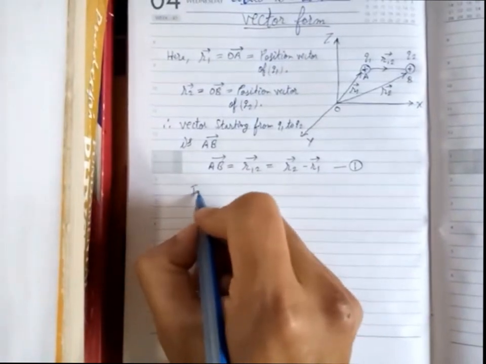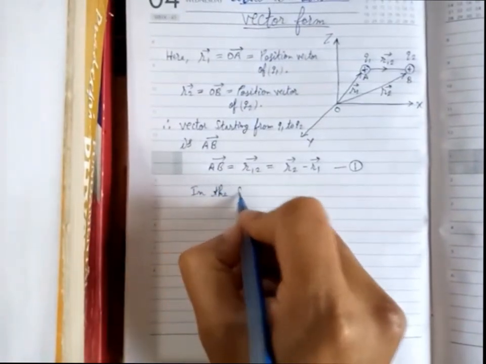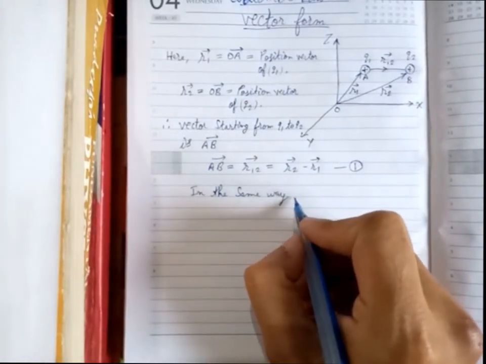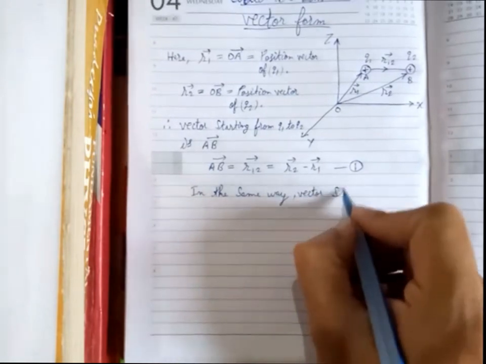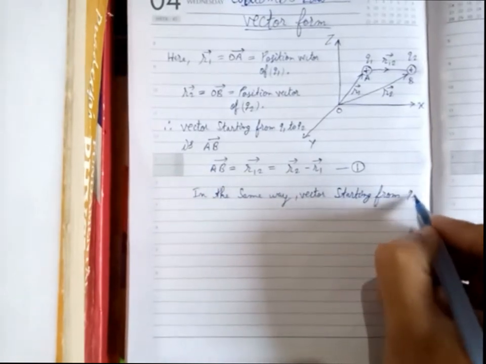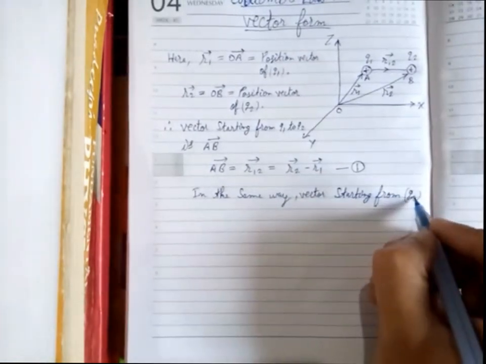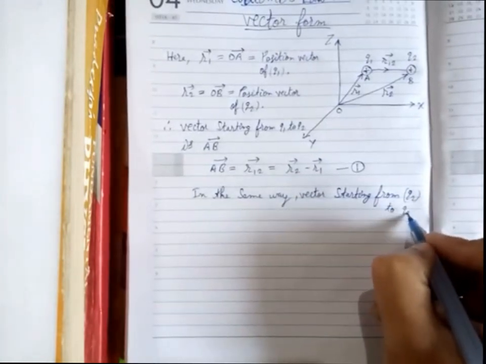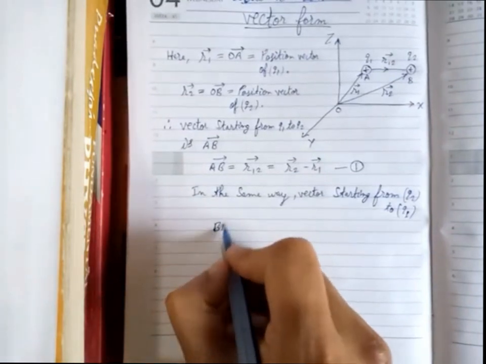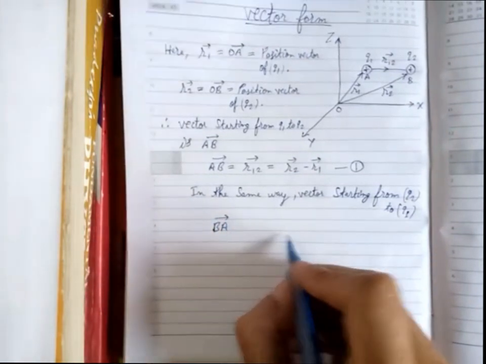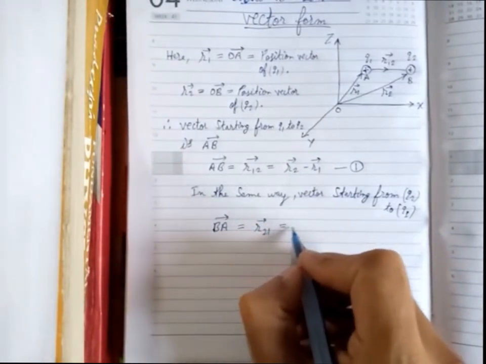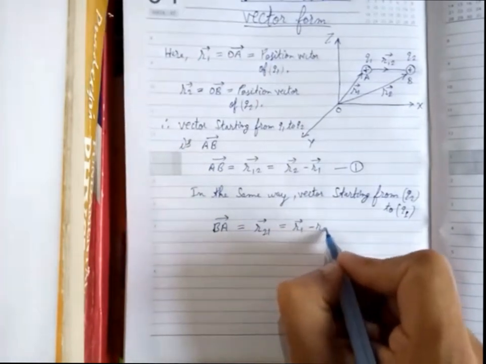In the same way, the vector starting from q2 to q1, that is BA vector, is equal to r21, that is r1 minus r2 vector.